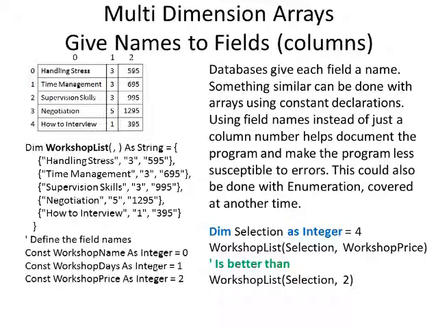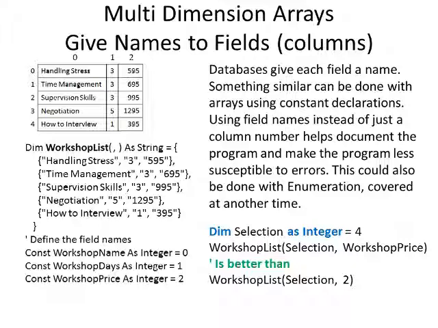Here I'm defining the field names with some constants. For example, I could say const workshop name as integer equals 0 because that's field number 0. Const workshop days as integer equals 1. Const workshop price as integer equals 2. For example, if I have dim selection as integer equals 4, that's going to be how to interview. I could say workshop list selection, comma, workshop price, and that's going to give me 395.